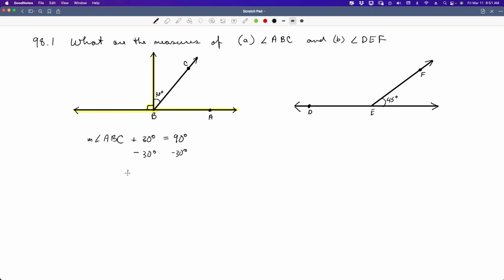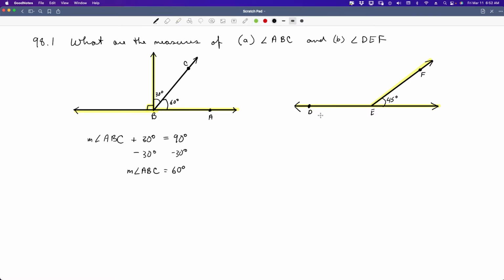So we find that the measure of angle ABC is equal to 60 degrees. So we can fill that in right here. Okay? So let's look at the measure of angle DEF. We know that the measure of this angle here is 180 when we have these two together that make a straight line across the bottom.